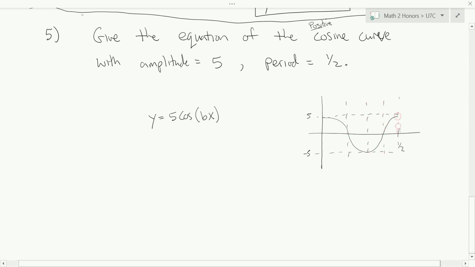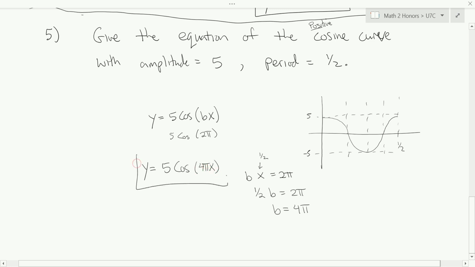And so we know we want this to be 5 cosine of 2 pi. So we want the bx to equal 2 pi. And so bx equals 2 pi, and that happens when x is what number? 1/2. So a half of b is equal to 2 pi. So I multiply both sides by 2, and I get b is equal to 4 pi. And so our final answer is y equals 5 times the cosine of 4 pi x.